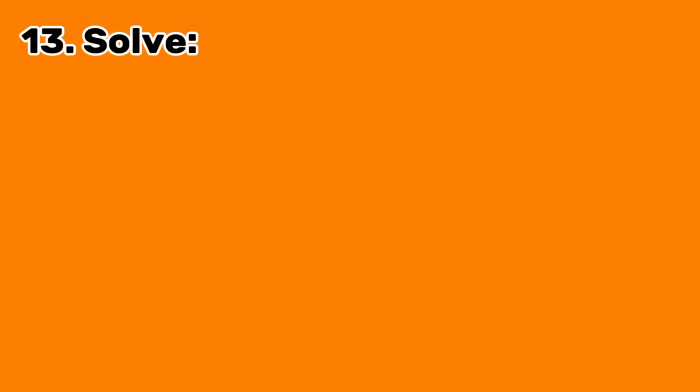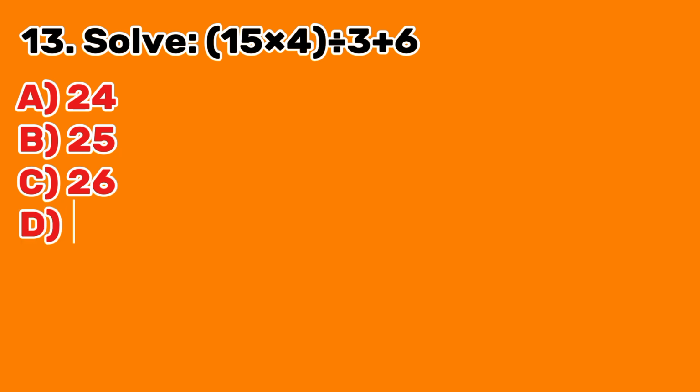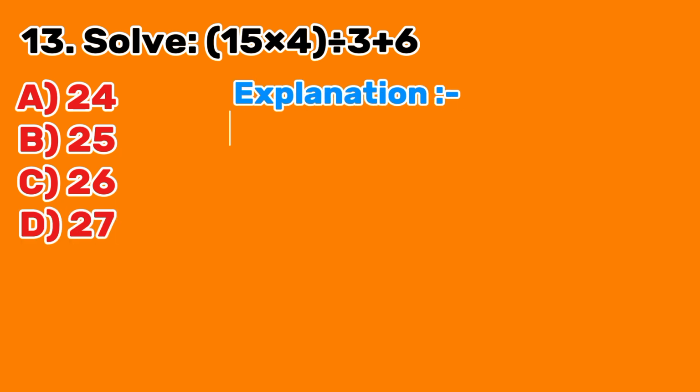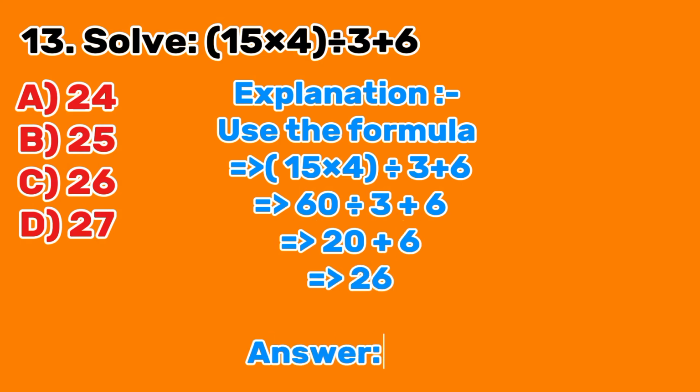13. Solve 15 times 4 divided by 3 plus 6. A. 24. B. 25. C. 26. D. 27. Explanation: use the formula. 15 times 4 divided by 3 plus 6, equals 60 divided by 3 plus 6, equals 20 plus 6, equals 26. Answer 26.